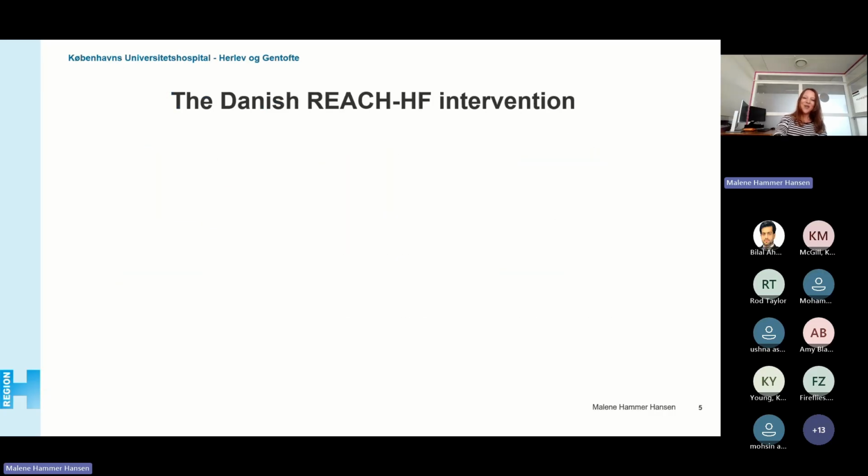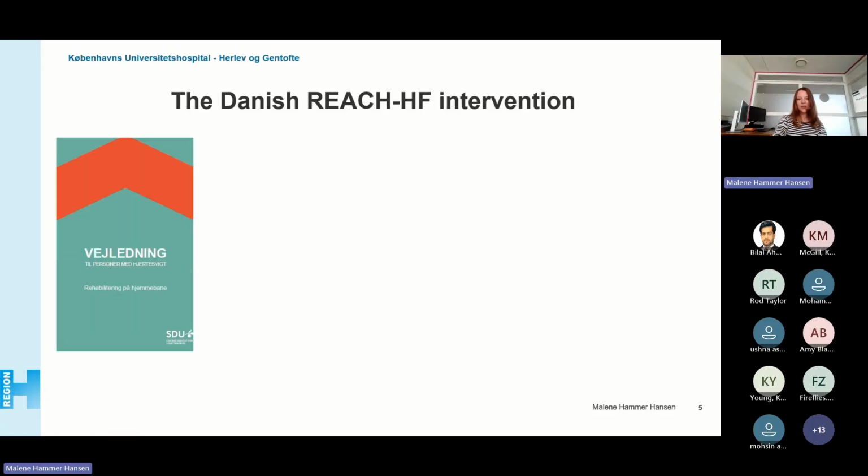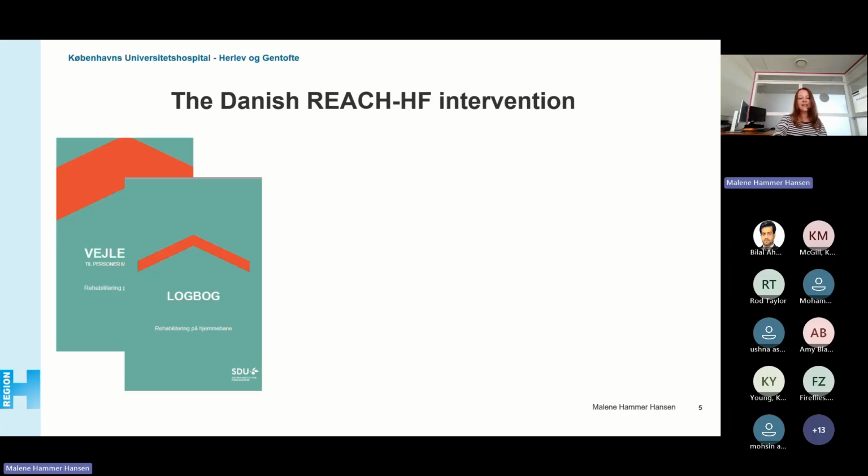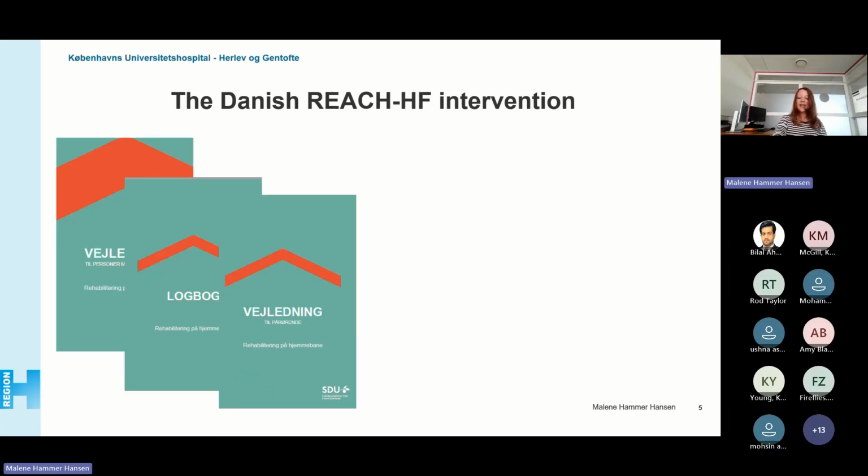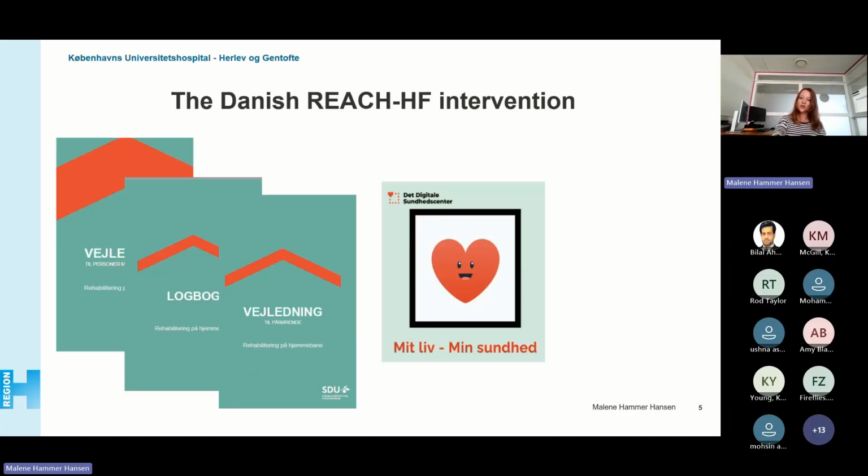So what did the program actually look like? So the program was built around 4 main resources. It was a patient handbook, it was a progress tracker, it was a handbook for caregivers, and then it was this digital version of the program available through the national platform called My Life, My Health, in Danish, Mit Liv, Min Sundhed, which is a commonly used digital platform here in the Danish healthcare system.